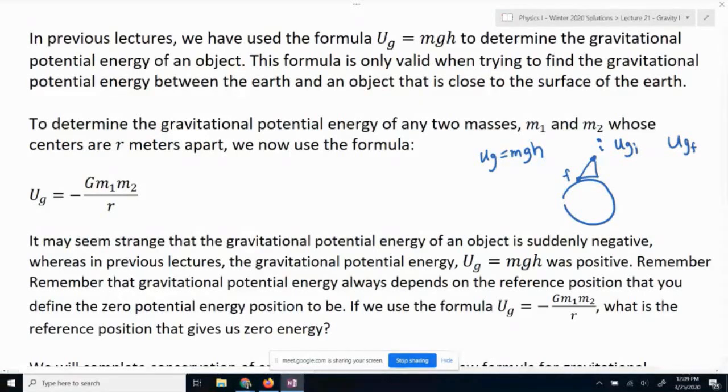Bigger. Yeah, because of mgh, his height is higher over here. Let's say this is our reference height at the bottom, then initially his height is higher than his height at the bottom. So UG initial is bigger than UG final. Now that has to be true no matter which formula we use. Gravitational potential energy when you're at a higher height has to be bigger than when you're at a lower height.